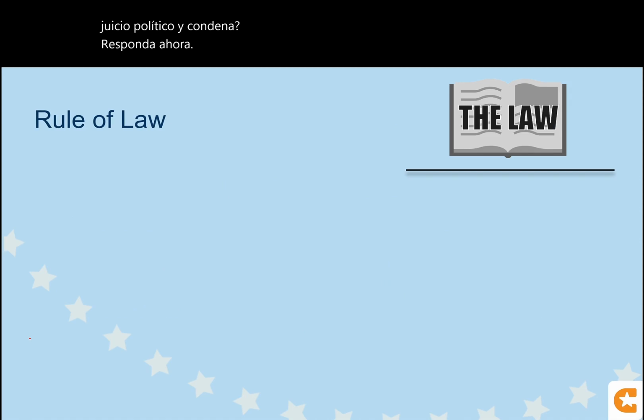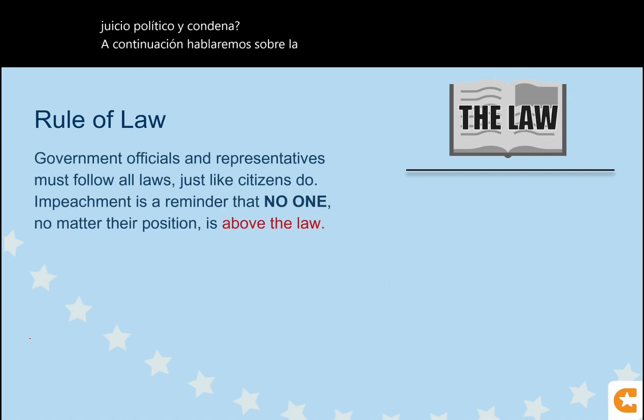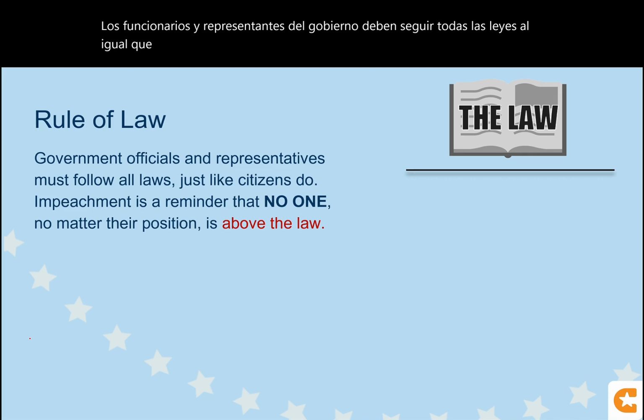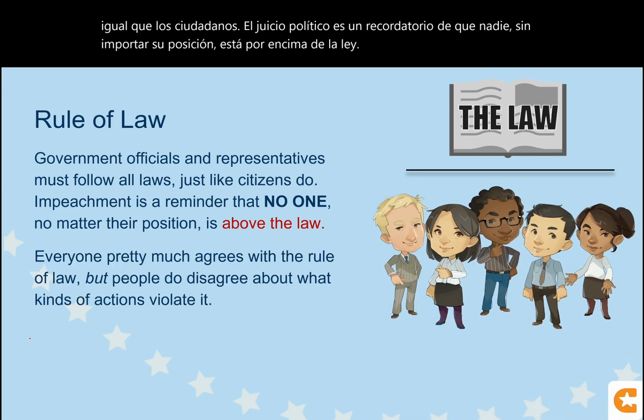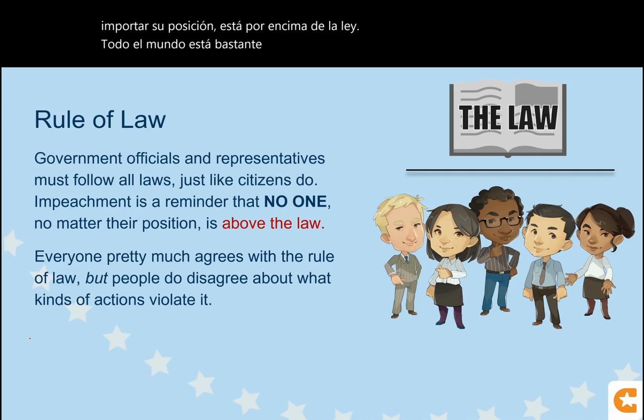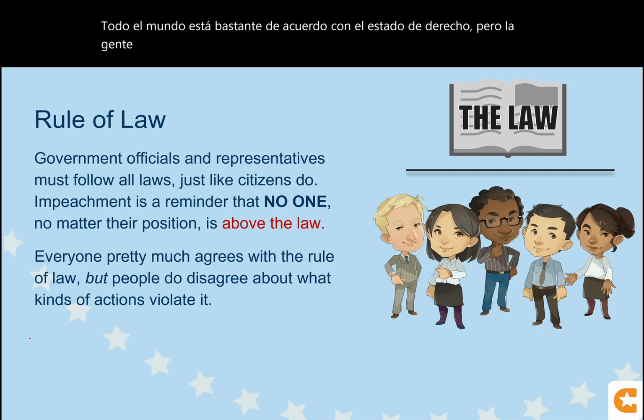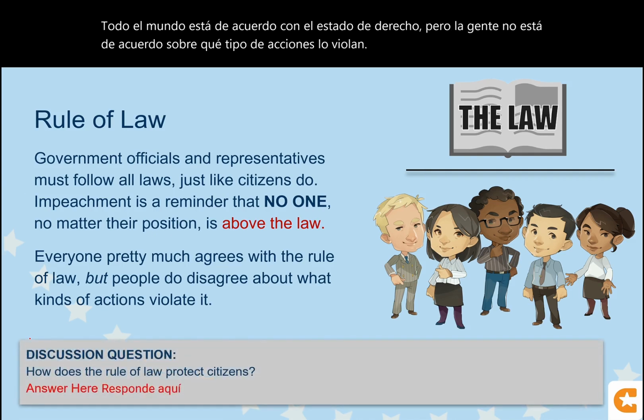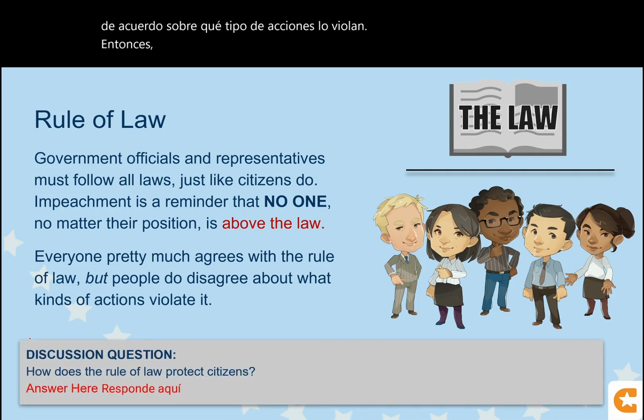Next, we'll talk about the rule of law. Government officials and representatives must follow all laws, just like citizens do. Impeachment is a reminder that no one, no matter their position, is above the law. Everyone pretty much agrees with the rule of law, but people do disagree about what kind of actions violate it. So, how does the rule of law protect citizens? Answer now.